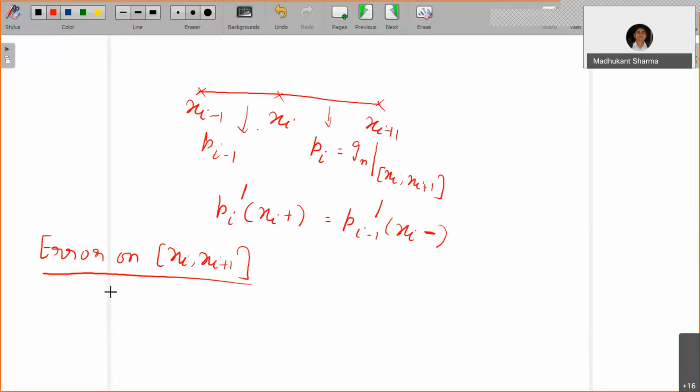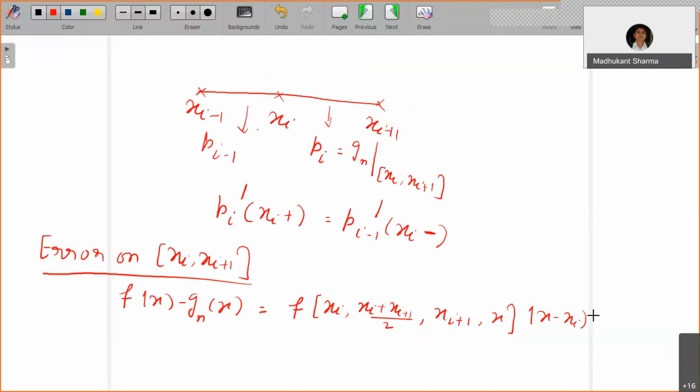So again, by a similar process, you have f of x minus gn of x over the interval. If you recall, this is equal to f of xi, xi plus 1 by 2, xi plus 1, x times (x minus xi) into (x minus xi plus 1 by 2) times (x minus xi plus 1).